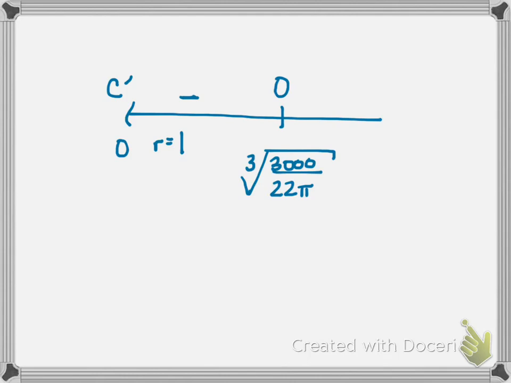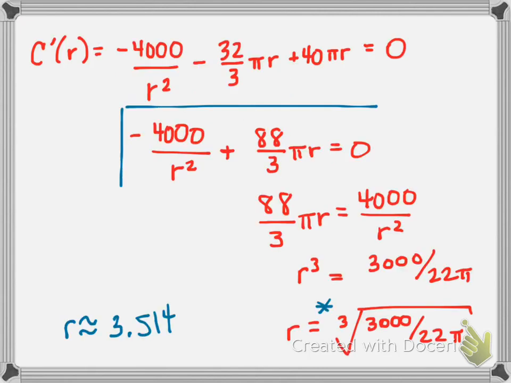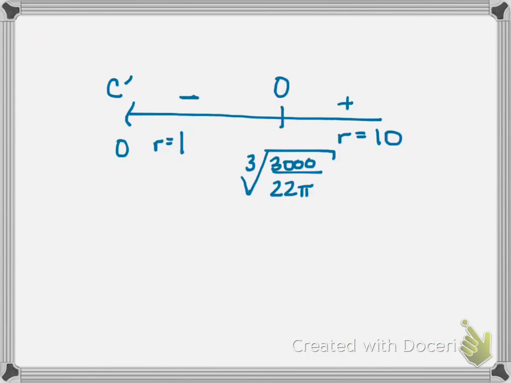All right, so now let's choose a number to the right of our critical value. Let's try 10. We input 10 into the first derivative. What are we going to get? Negative 40 plus 880 pi over 3. It's a little bit more than 880. So negative 40 plus something a little bit bigger than 880, that's going to be a big positive number. And so we get a positive first derivative.